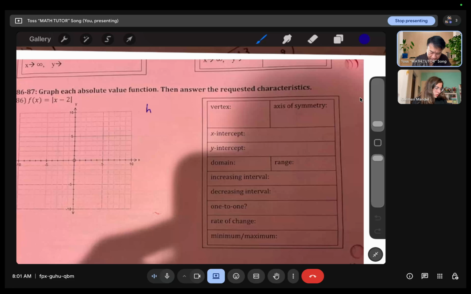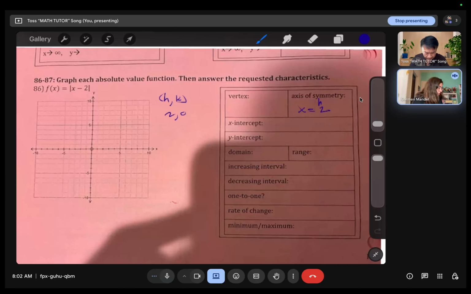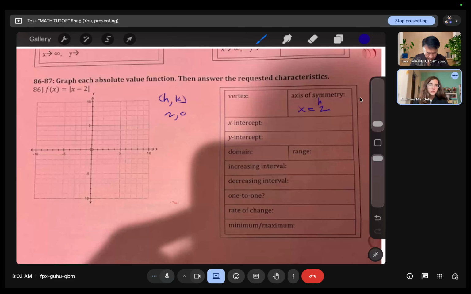Your HK for this one would be 2 comma 0, right? So your axis of symmetry will be x equals 2, the H, always. Yep. And then the slope for that line would just be like 1 because it goes up, and because it's an absolute value, it just goes up 1 over 1 like infinitely, right?